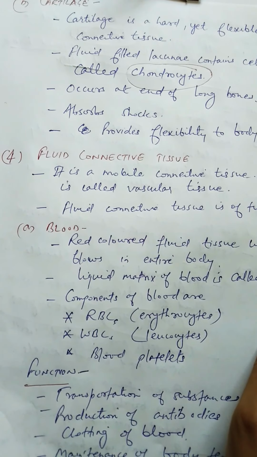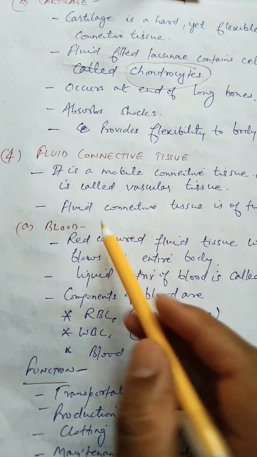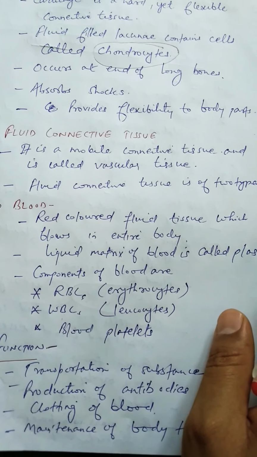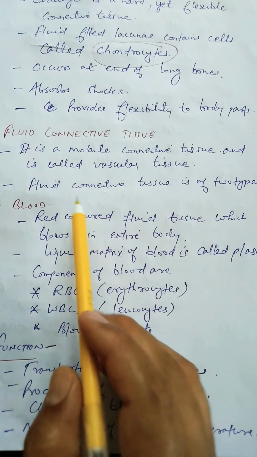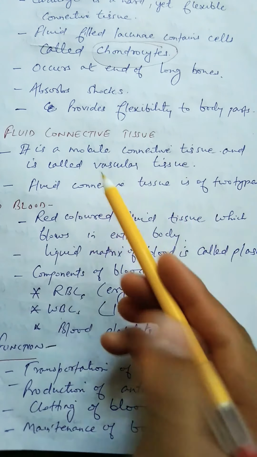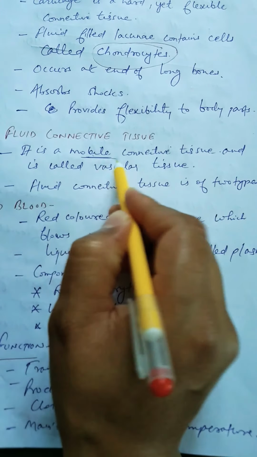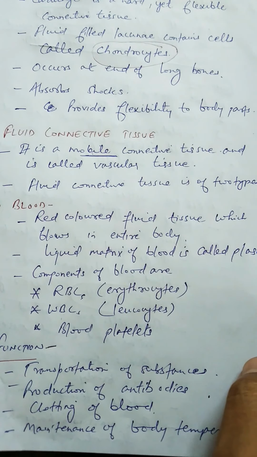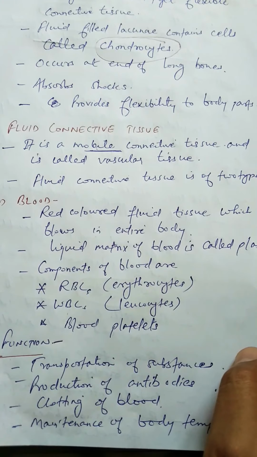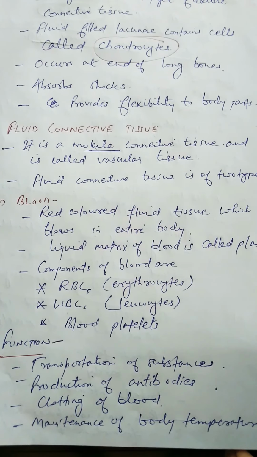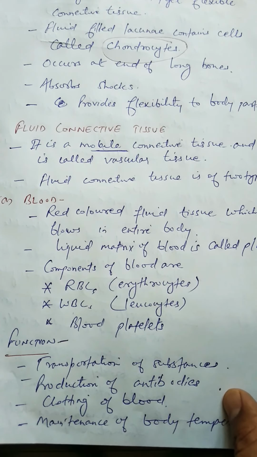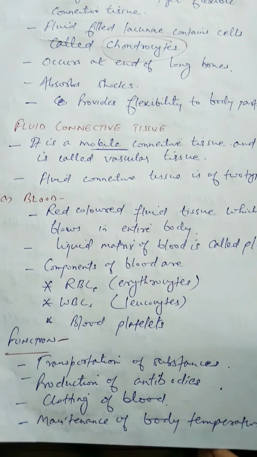Now the fourth type is fluid connective tissue. As the name suggests, fluid means a liquidy part. It is a mobile connective tissue and is called vascular tissue. Mobile means which shows movement. Now further, fluid connective tissue is of two types. First is blood and second is lymph.